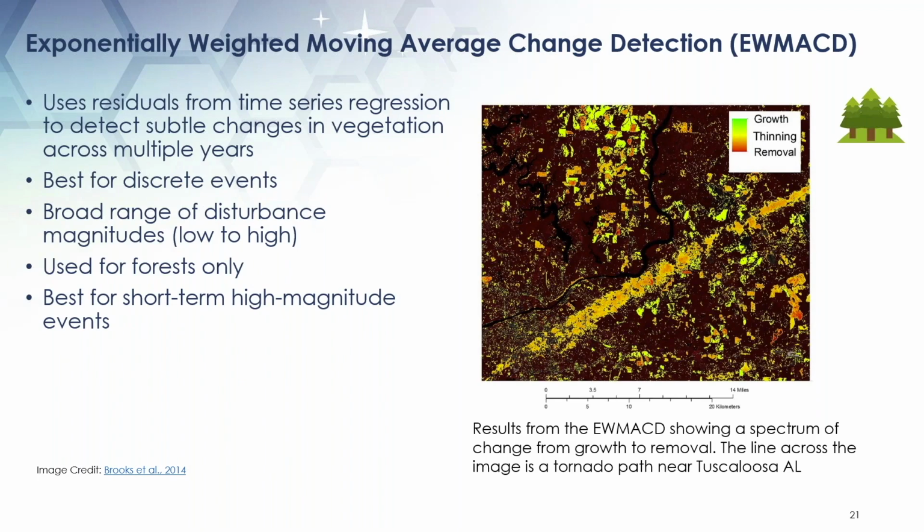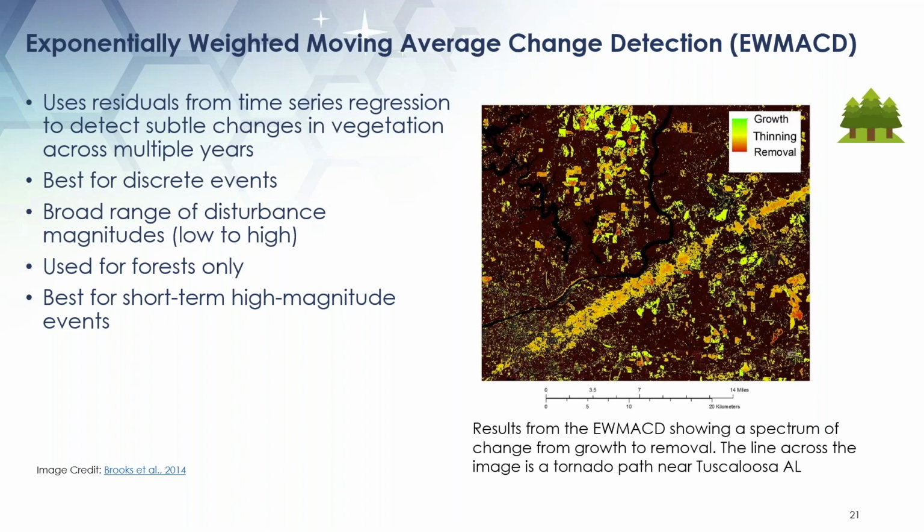The exponentially weighted moving average change detection algorithm was really developed to address issues of data gaps. So again, if you're in a region that has a lot of cloud cover or data quality issues, this may be useful. This also uses a time series approach, and it focuses on the residuals, which is a form of decomposition that we discussed earlier. And this process allows for identification of, again, more high magnitude disturbance like fires.